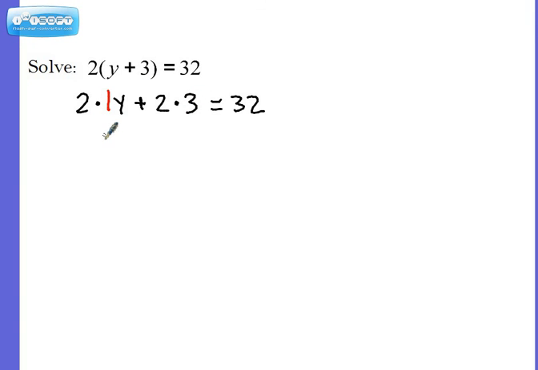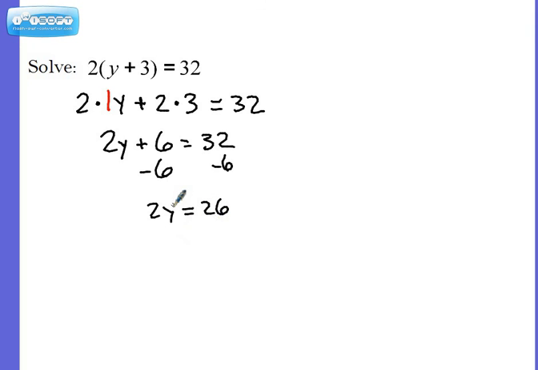2 times 1y is going to be 2y. 2 times 3 is 6, and that equals 32. And now we have a 2-step equation. Subtract 6 from both sides, so we got 2y is equal to 26. Divide both sides by 2, and you got y is equal to 13.